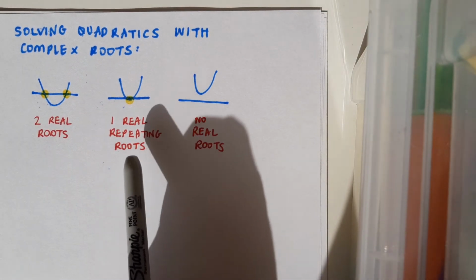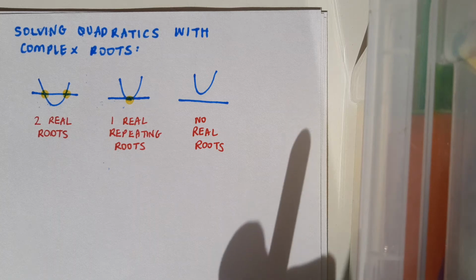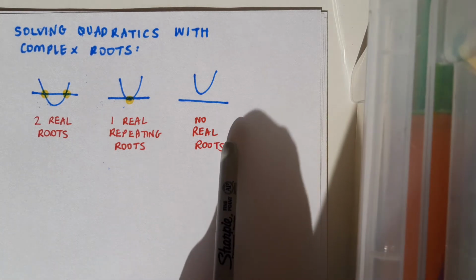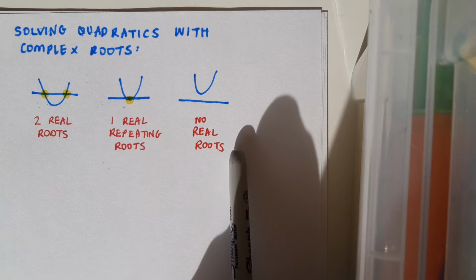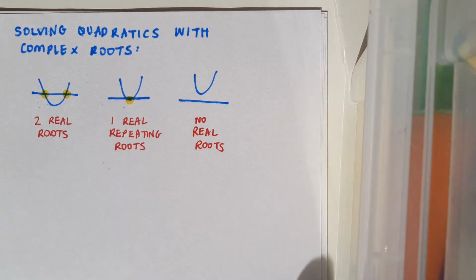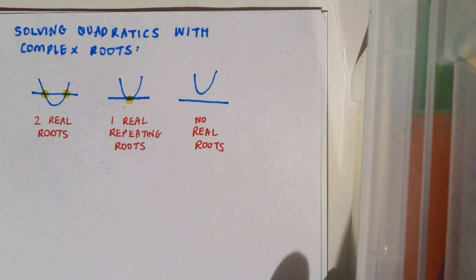We've got the situation where we've got one real repeating root, where it has the x-axis as a tangent. And then we've got the situation over here that we've encountered before, where the quadratic has no real roots. Now, we've only ever dealt with this as kind of a case that we couldn't solve. But now that we're into complex numbers, we're going to be able to actually work towards a solution for the roots of this type of quadratic, because although it doesn't have any real roots, it does have complex roots.